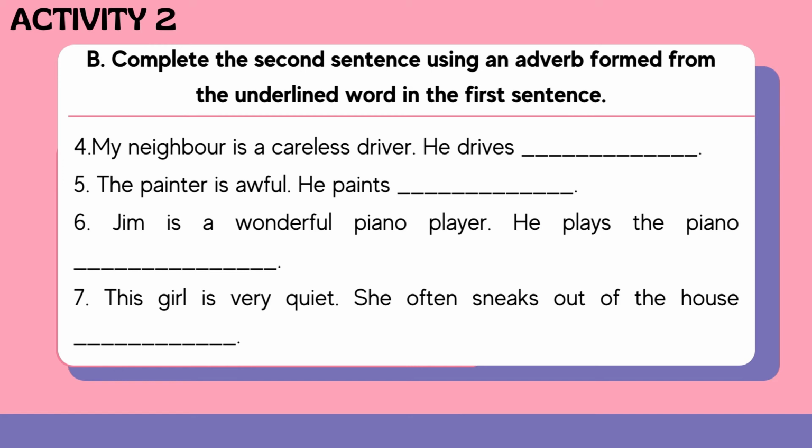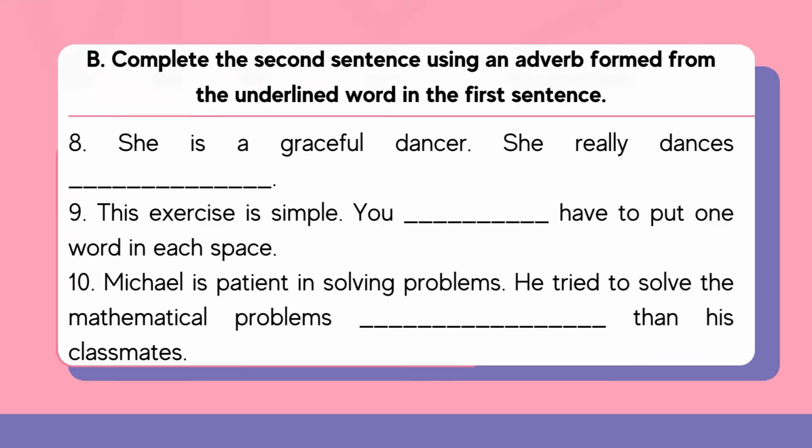Number 5. The underlined word is awful. Number 6. The underlined word is wonderful. Number 7. The underlined word is quiet. Number 8. The underlined word is graceful. Number 9. The underlined word is simple. And number 10. The underlined word is patient.